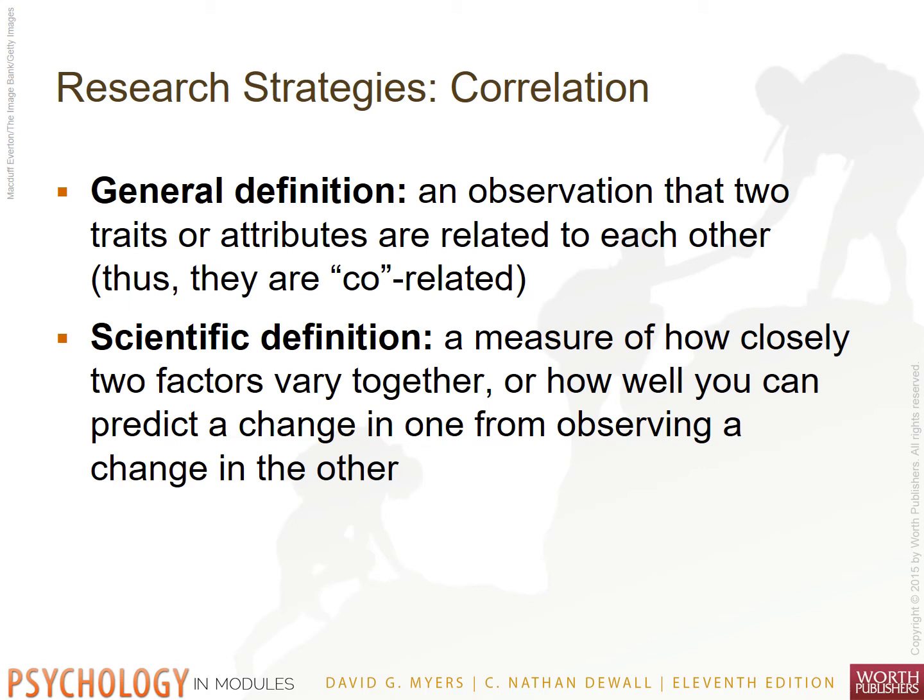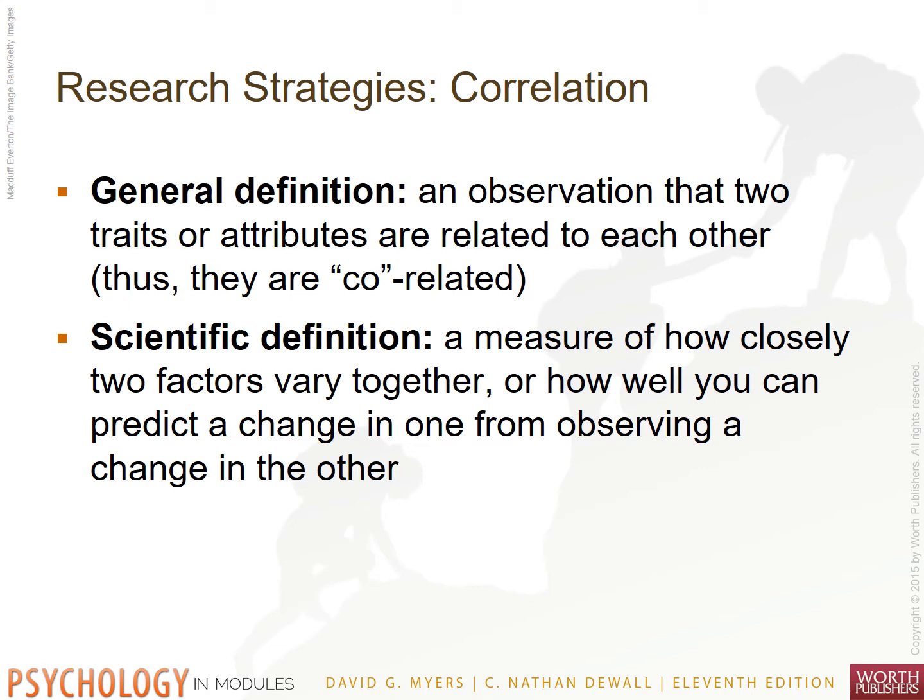So let's move on to correlational research. And correlational research is an observation that two traits or attributes are related to each other. Now, correlational research is all about association. So are these two variables, are these two constructs associated, or are they not associated? That means, do they go together or do they not go together? Correlation always deals with data, so therefore, numerical data, I should say. Therefore, it's quantitative research.